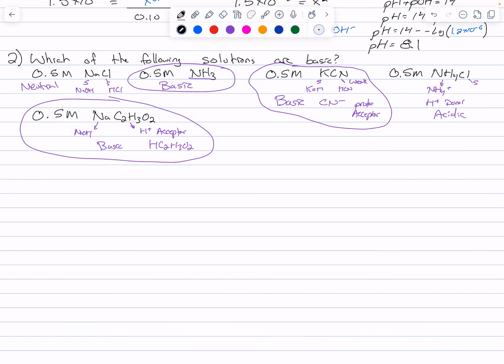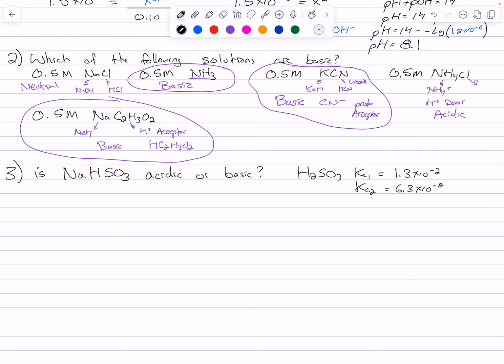One more example is sodium hydrogen sulfite, acidic or basic? It's a great question. All right. So for H2SO3, Ka1 is 1.3 times 10 to the negative 2. And Ka2 is 6.3 times 10 to the minus 8. All right. So this one is a little bit more involved.